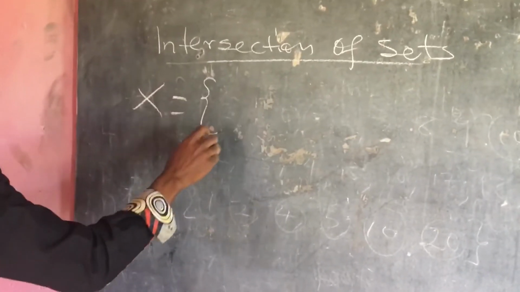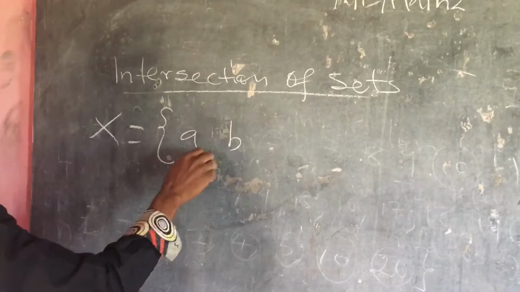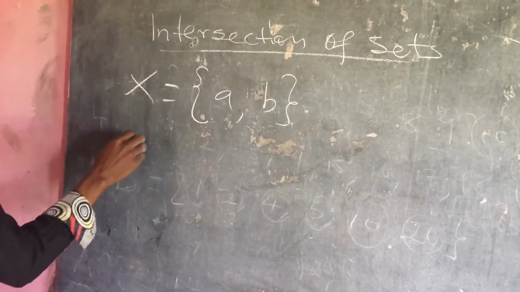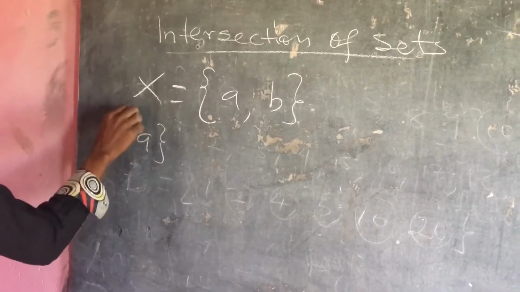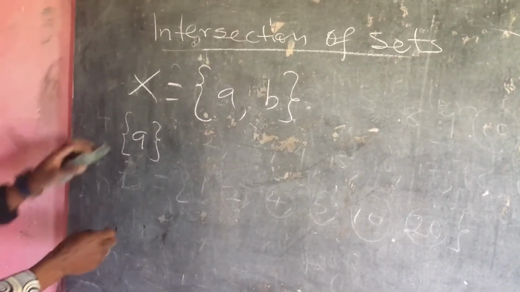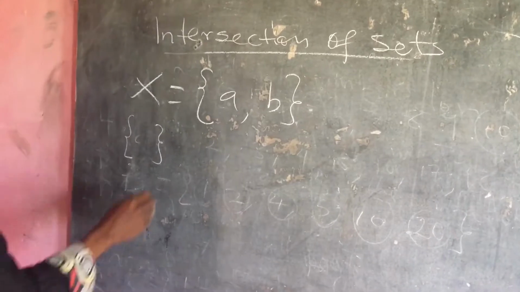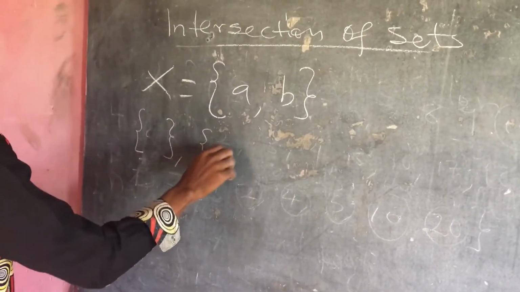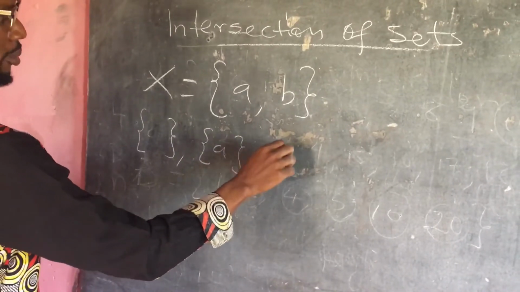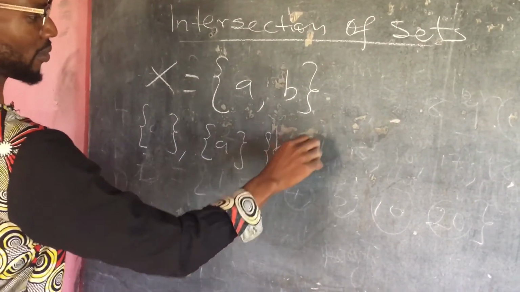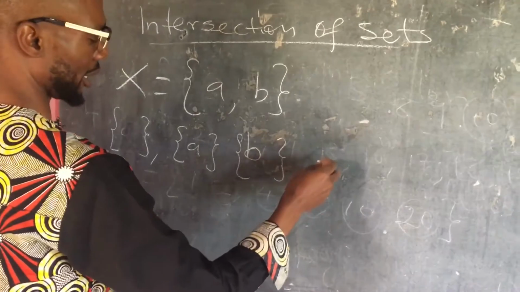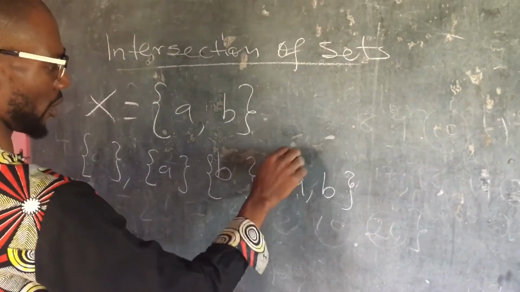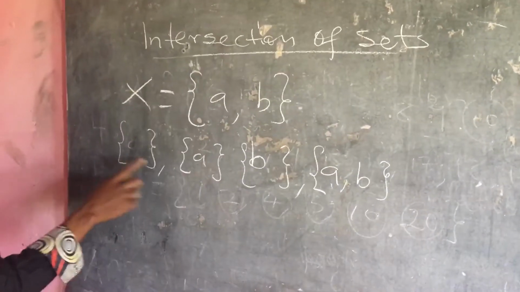So check the power set of another set. We get 2 elements, A and B, like this. So we will collect all the subsets of this set. The first subset is the empty set. And then the second subset is A. And then the third subset is B. And then the fourth subset is A, B. All these are the subsets of this set.